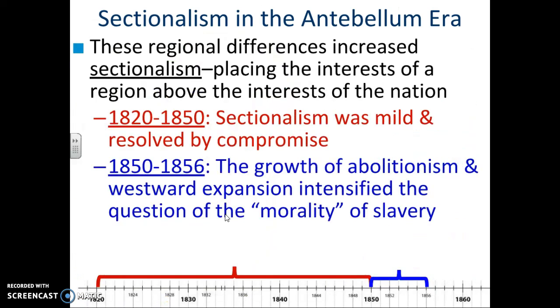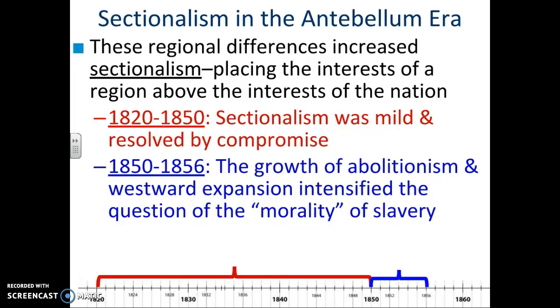Again, just to show the rising of sectionalism, in the 30 years prior to what we're talking about today, sectionalism was mild and was resolved by compromise, whether it was the Missouri Compromise or the Compromise of 1850, with the addition of California and the Fugitive Slave Act. However, from 1850 to 1856, that is not going to be the case.